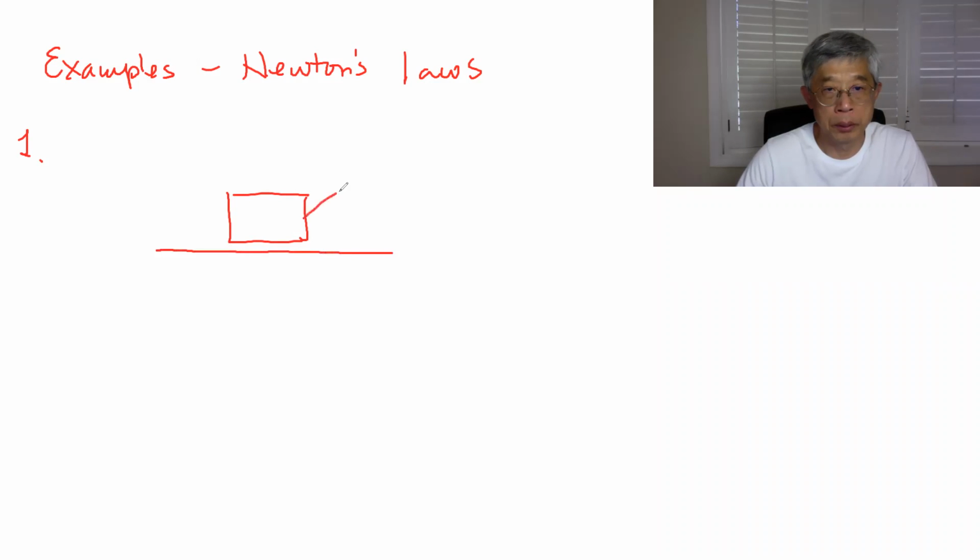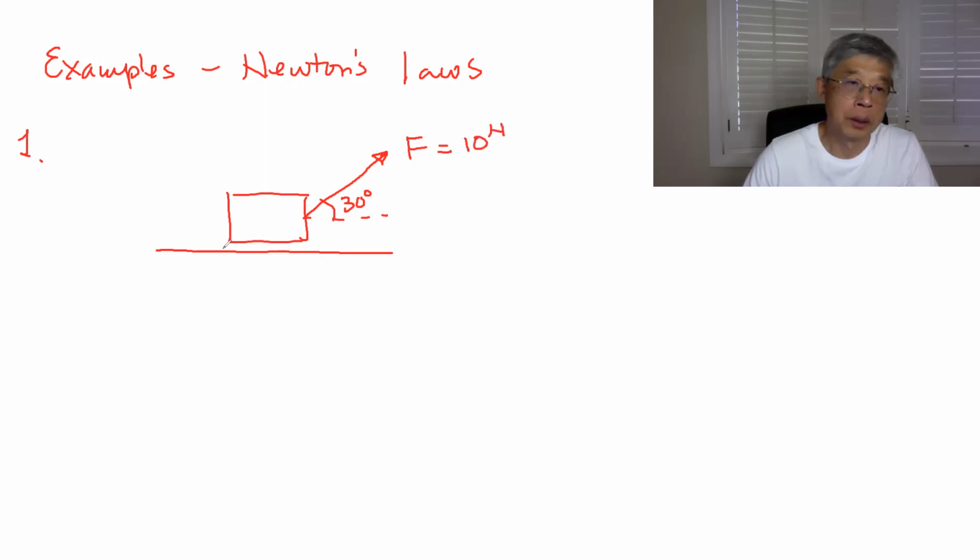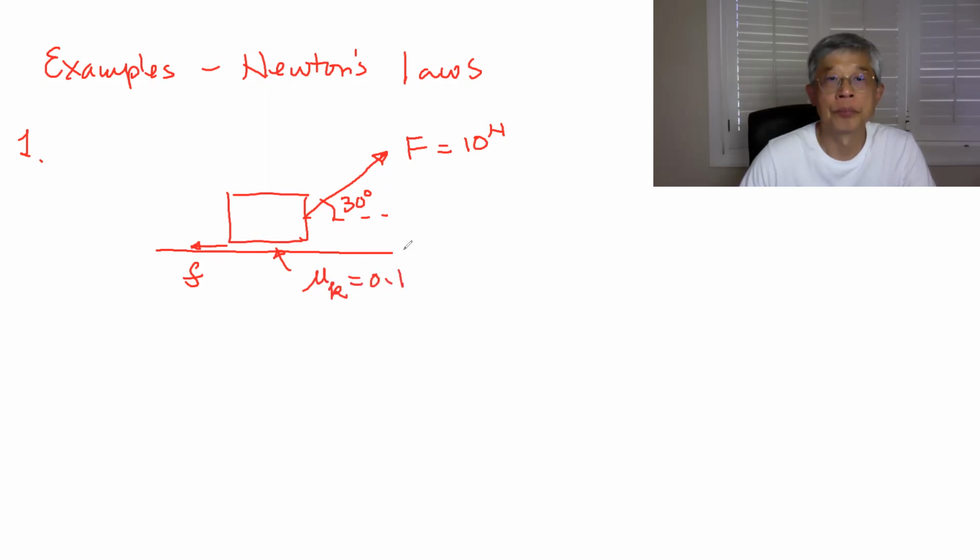and there's a force that's applied on it. Let's say this angle is 30 degrees, and the force is equal to, say, 10 Newton. And there is friction here. We don't know how much, but we know the mu k, which is equal to 0.1. And the m is given: m is equal to 1 kilogram.